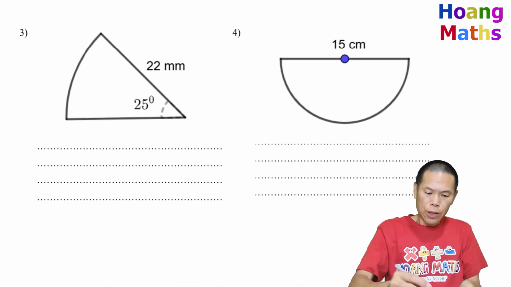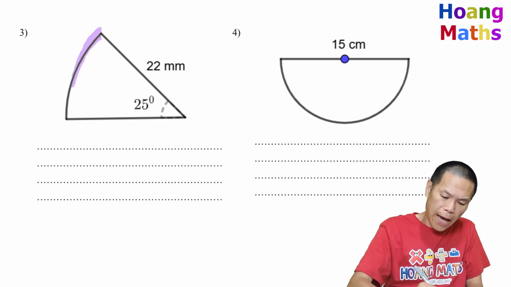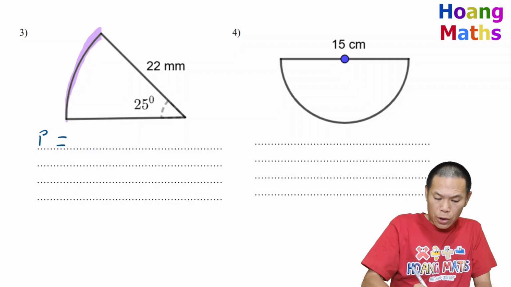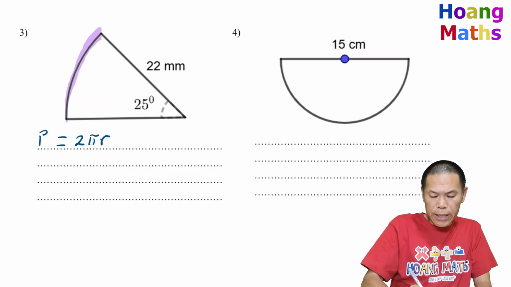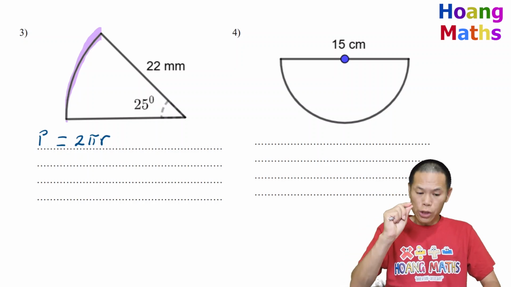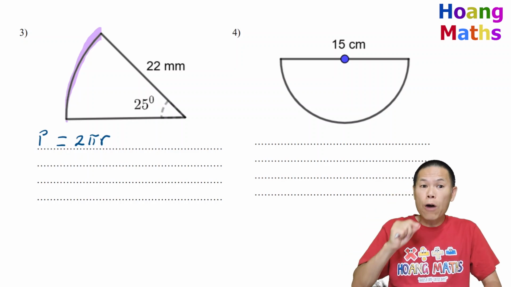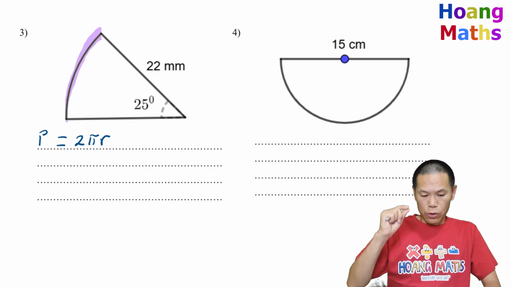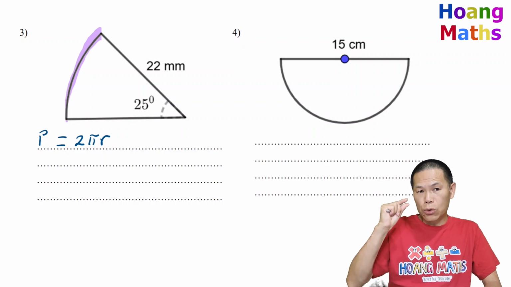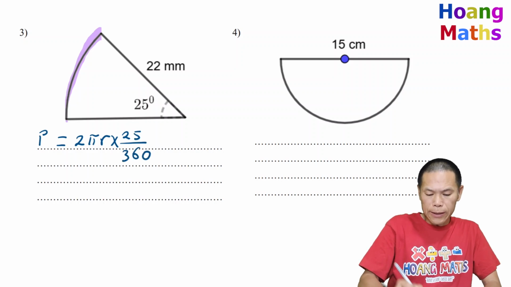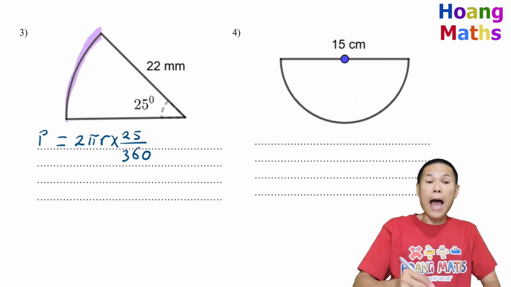Question number 3. Let me just work out the length of this arc first. This is part of a circle. So P is 2 pi times the radius, that is 2 pi r. That gives us the whole circle. So we just need to work out 25 degrees out of 360, because in a whole circle there are 360 degrees. So we just times 25 out of 360 degrees. Then that will give us the arc length.